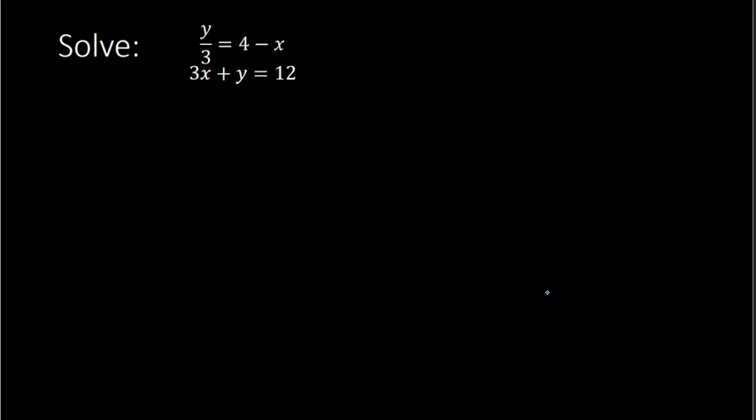What if you had y over 3 equals 4 minus x, and 3x plus y equals 12? Well, to begin, I would like to solve one of the equations for one of the variables. Now here, I'm going to choose this first equation to solve for y, and the reason is because of this fraction y divided by 3. All we have to do is multiply both sides by 3, and that would solve for y.